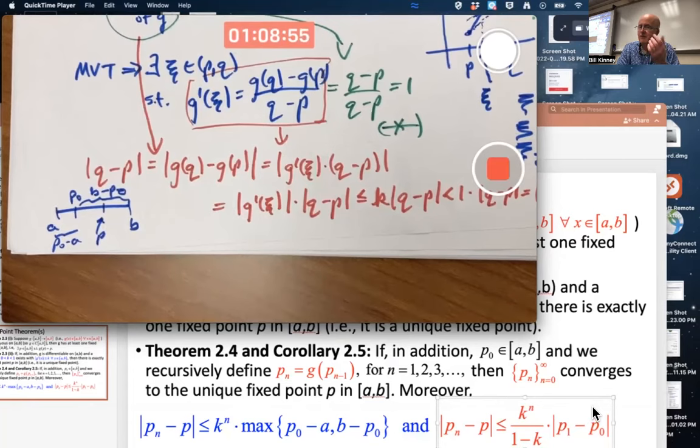P1 minus P0, if you picked a good value of P0 that's close to the true root, you would hope would be a pretty small number. And if k is pretty small, like 0.1, then 1 minus k is relatively big, like 0.9, so you're dividing by a relatively big number. This certainly could be a small value. And if you did something weird and picked A and B to be far apart, then these numbers could be big. But of course, you could pick A and B to be closer together. So you could make this part of the inequality smaller by how you pick A and B.